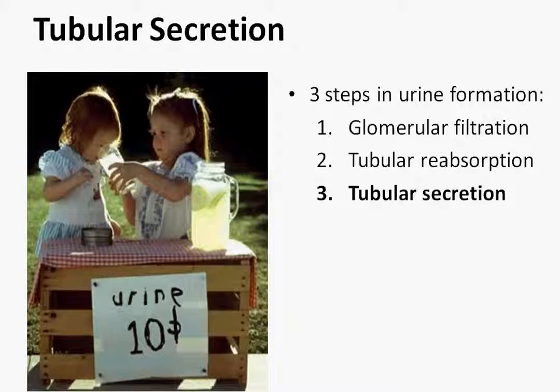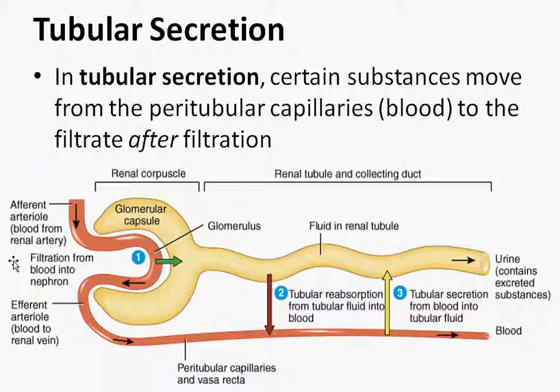So picking up with tubular secretion, we're talking about the last step in urine formation. And this is taking place mostly throughout the nephron. You have a picture in your PDF notes that is slightly different, but basically the same concept of, again, secretion is talking about things coming from the blood going into the nephron.